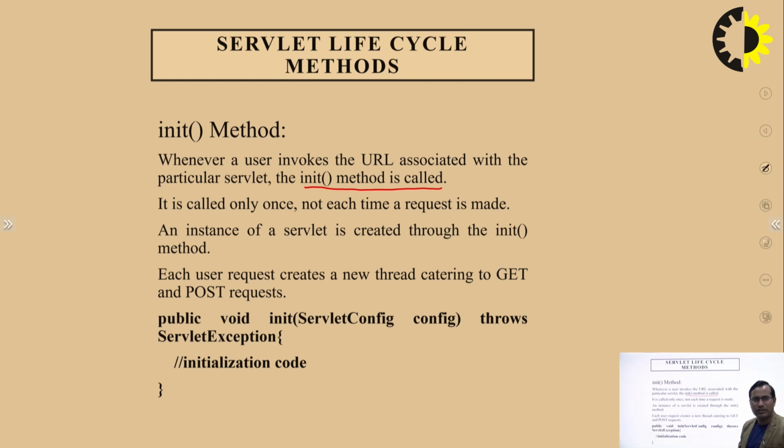An instance of the servlet is created through the init method. Each user request creates a new thread. As I have said, each user request creates a new thread, catering to the GET and POST requests. So this is the syntax of the init method that configures or initializes the servlet.